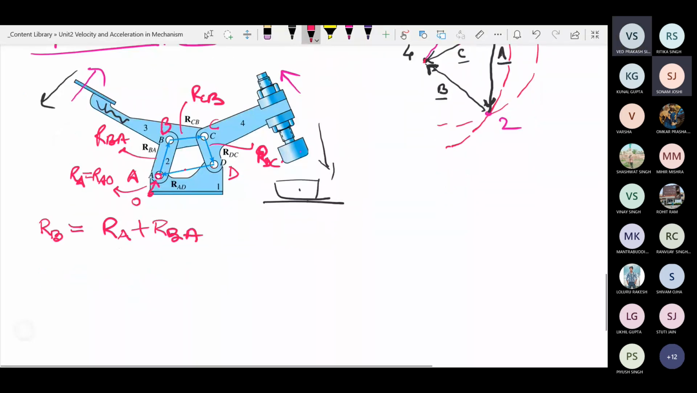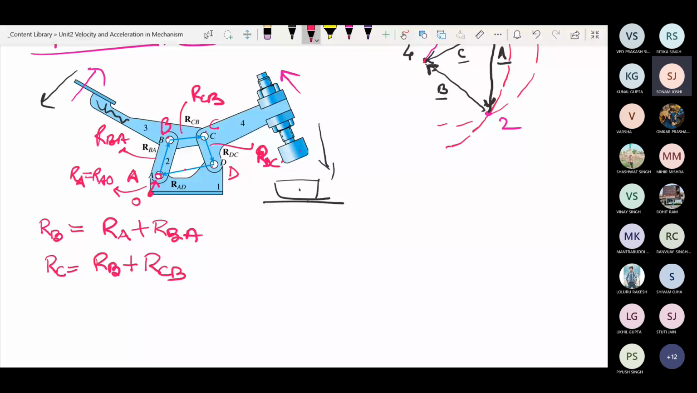Okay. That's fine. Then the next one is what? The position vector of C. B is done, right? So we will go for the position vector of C. RC will be equal to what? The position vector of B plus RCB. So I will write the position vector of B plus RCB. Is it visible? Last bench.